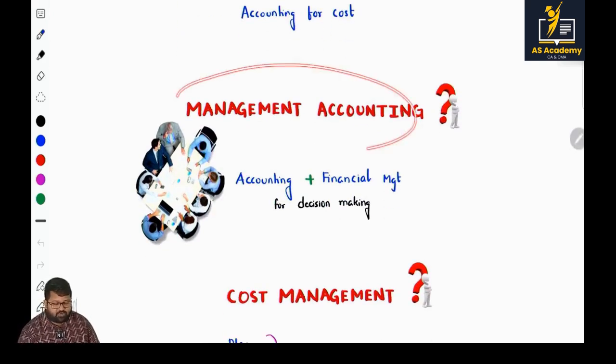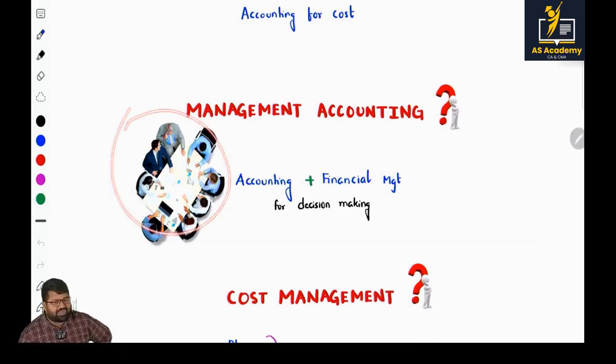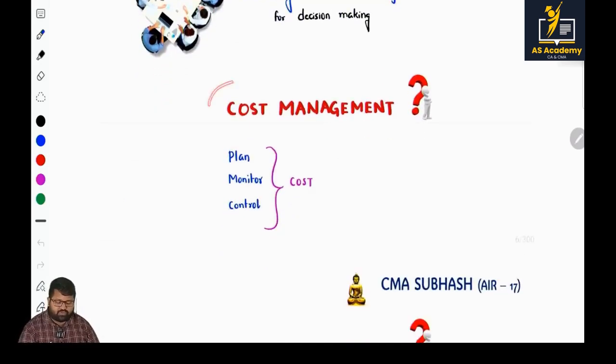What about management accounting? Accounting plus financial management. If the two are combined, it is used by whom? Mainly management. For what purpose? For the sake of decision making. And what about the next one? Cost management. Mainly three aspects of cost. What are those three aspects? Plan, monitor, control. We plan for a cost, we implement it, then we monitor it, whether it's going as per plan or not. And finally, if it is deviating, we control it.